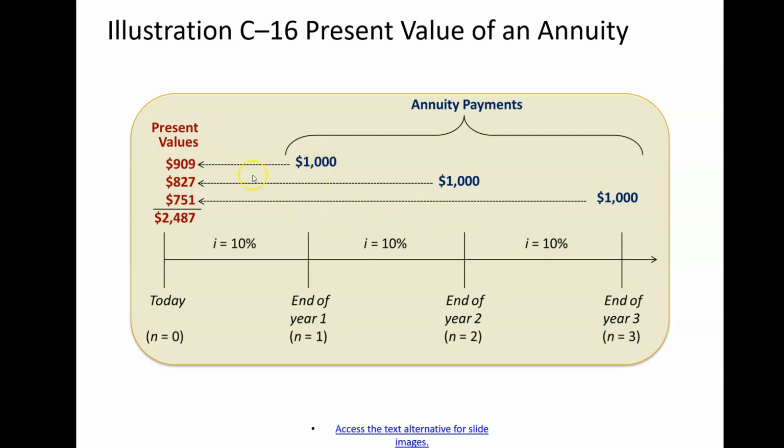Well, you could do each one separately. The present value of $1,000 1 year from now, given 10% interest, is $909. The present value of $1,000 2 years from now, given 10% interest, is $827. And 3 years is $751. And if you add all those together, you can come up with a present value of these 3 payments. There's a better way to do it, obviously. That's just the long way.